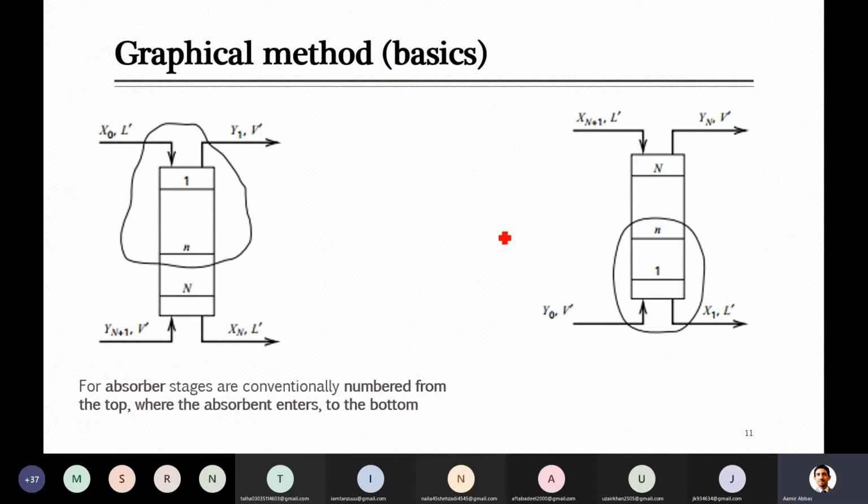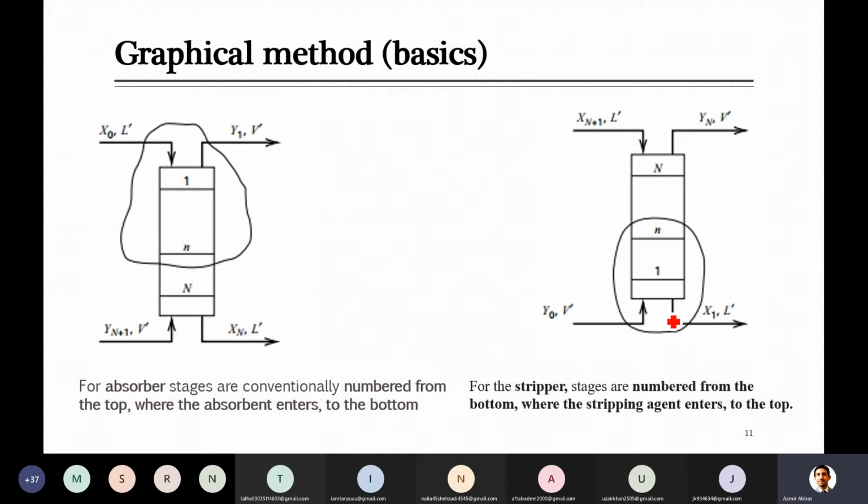So in the stripper, when you have to number the stages, they are numbered from the bottom, from where the stripping agent is entering. They are numbered from 1 to n from the bottom, because the stripping agent enters from the bottom. The lowest plate will be numbered 1, and at the top we will have number n. Here you have seen some random number, for example a total of 20. We can take this random number as 10 or 5, since we start from 1 in both of the equipments.